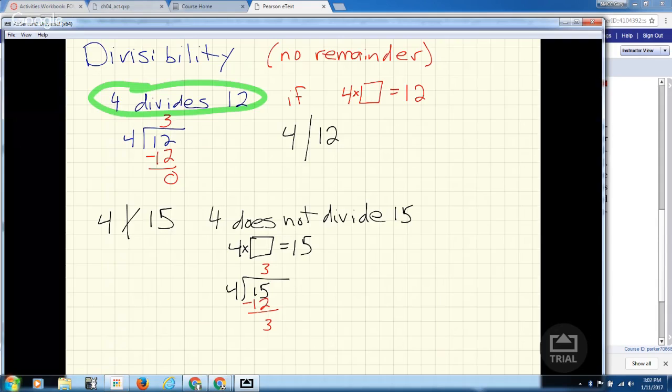All right, so that's the idea of divisibility. Two ways to think about it. One number is a multiple of the other, or upon dividing, we get no remainder.